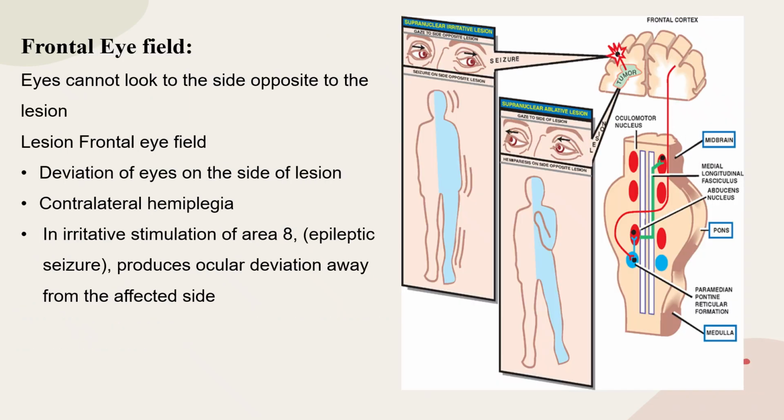Frontal eye field. If the frontal eye field is involved, there will be deviation of the eye on the side of the lesion. As we know, the frontal eye field controls the contralateral side. So if there is a lesion, there will be deviation of the eye on the side of the lesion, and contralateral hemiplegia is also seen.